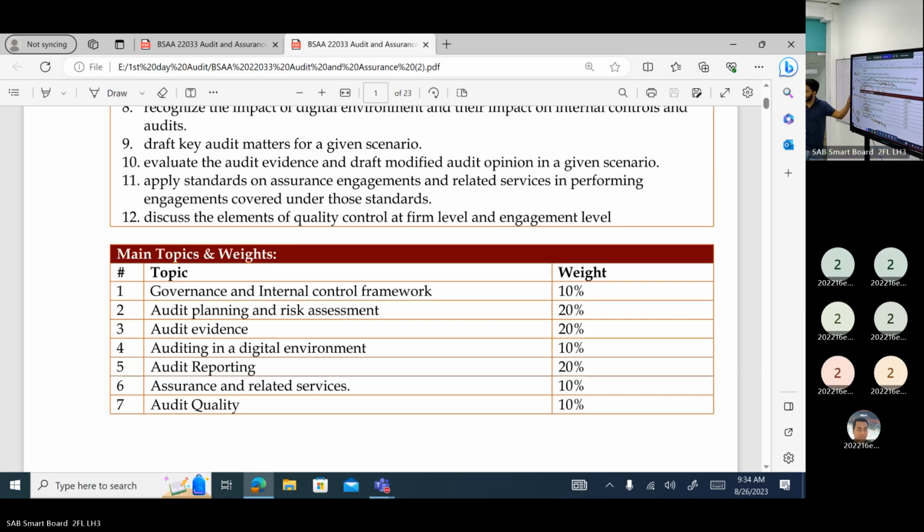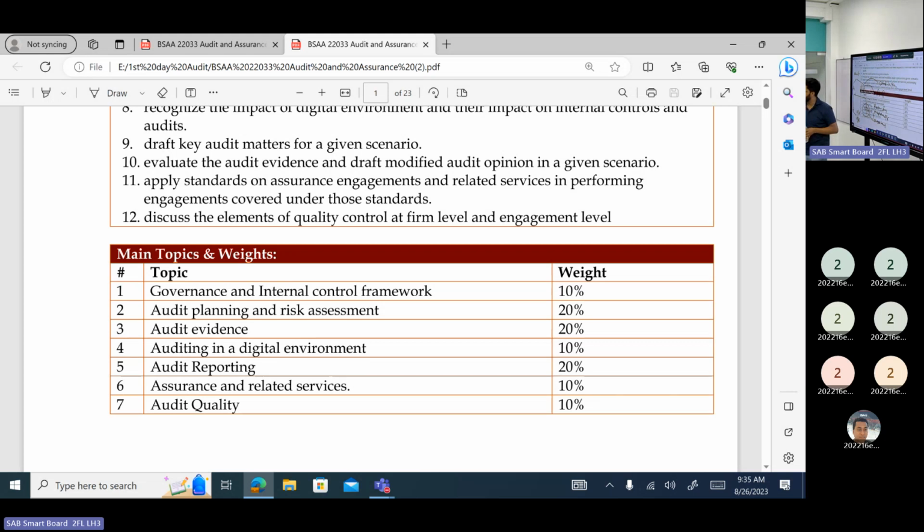Lower level assurance, for example, a review engagement and prospective financial statements. So the futuristic financial statement, the budgeted financial statement. We are issuing an opinion on futuristic financial statements. For these, we are issuing lower level assurance. High level assurance, lower level assurance.